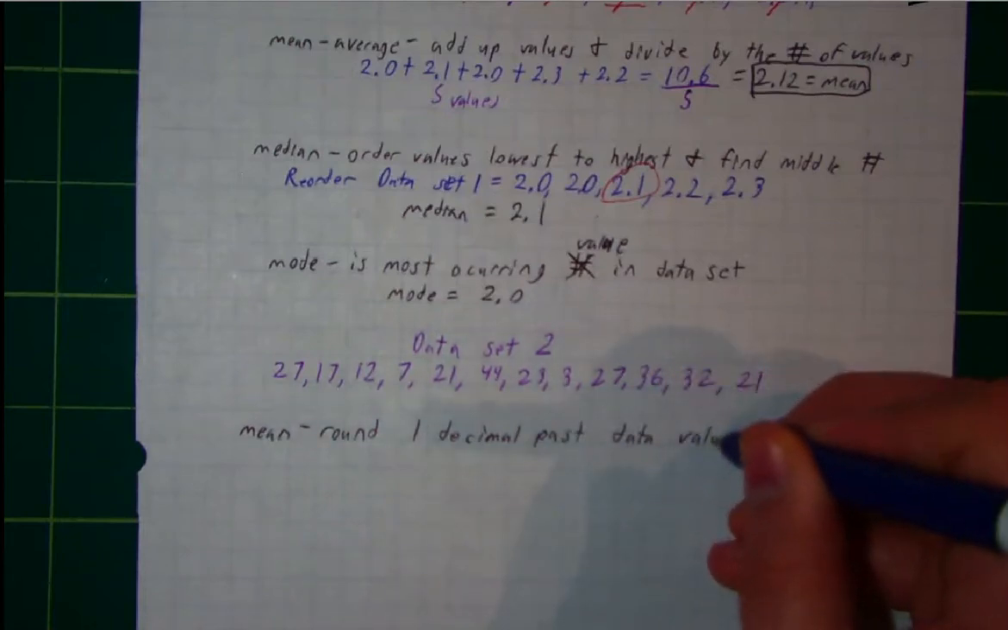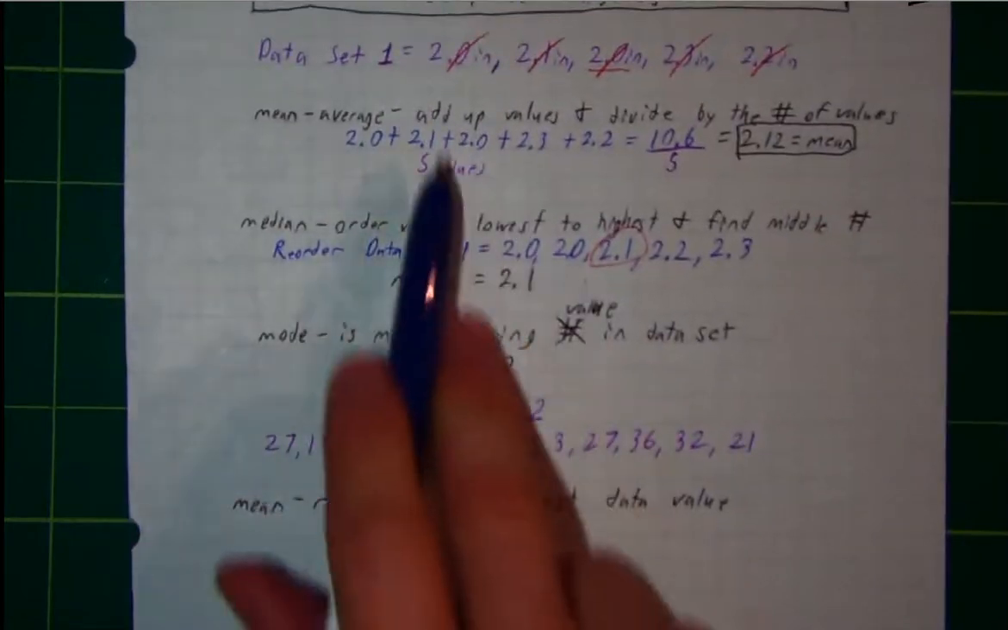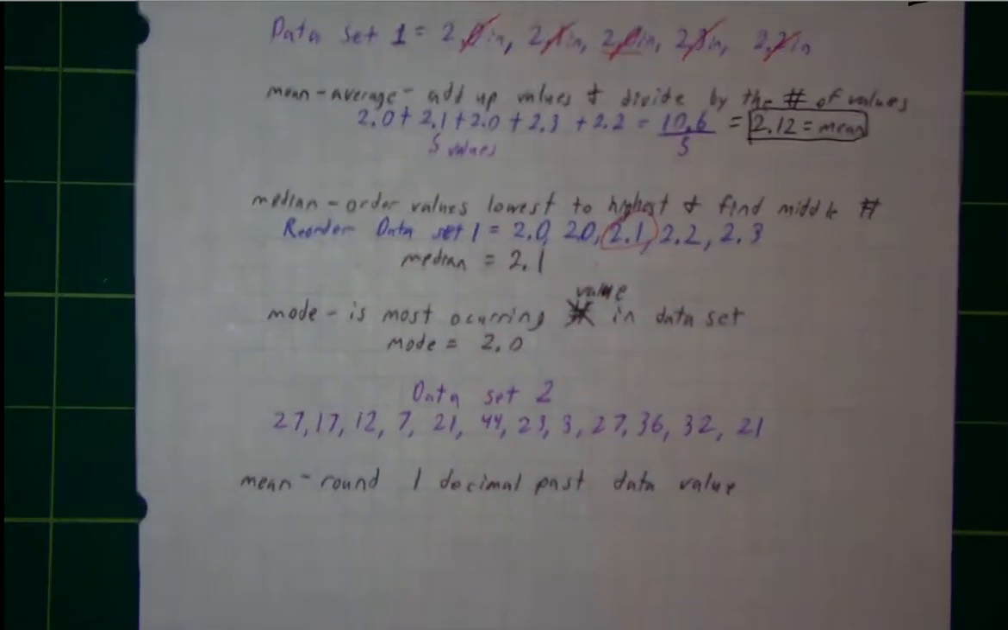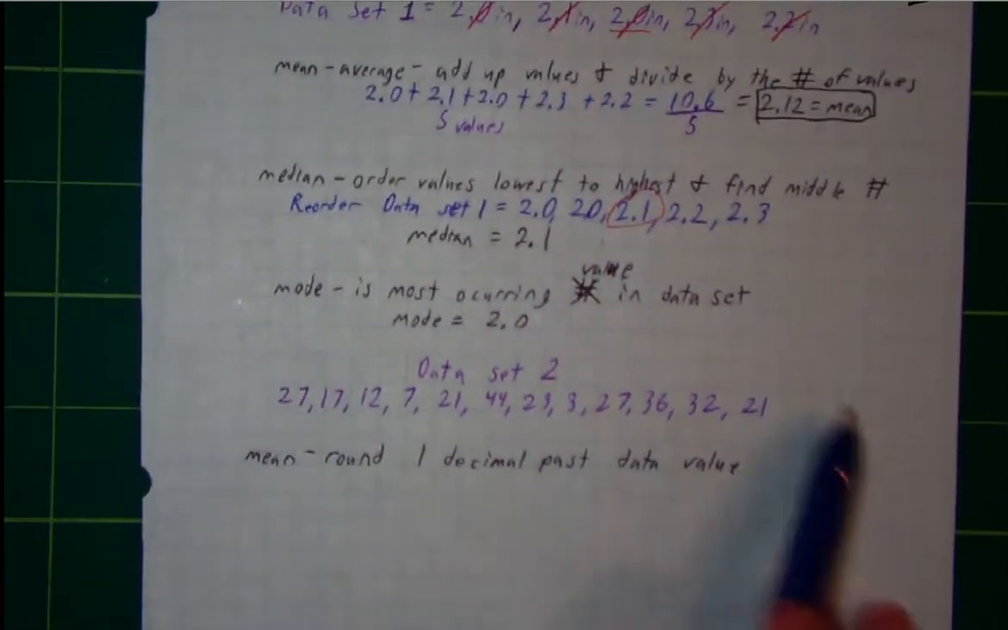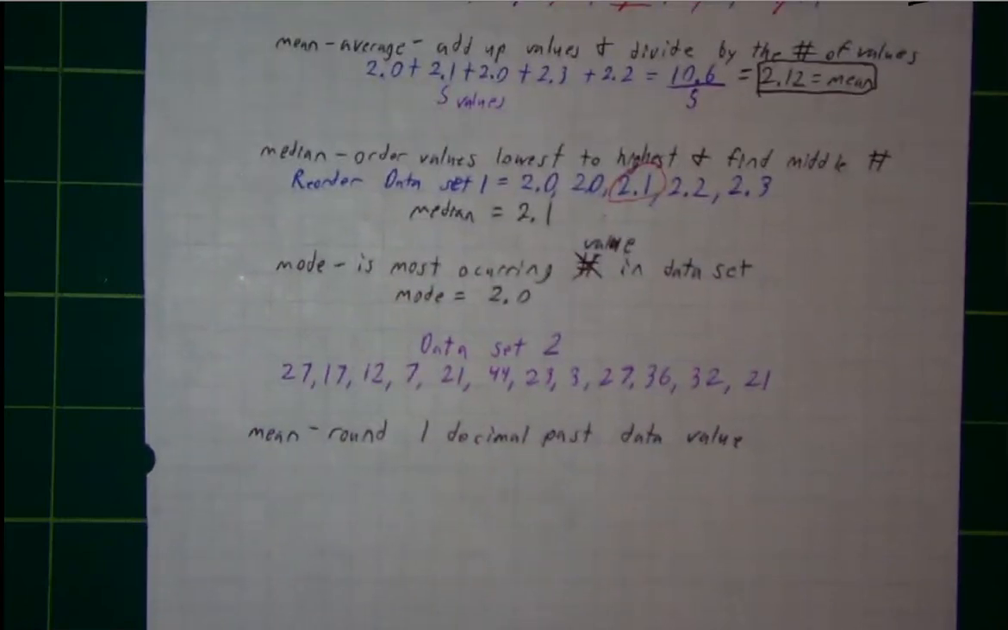Well, if we look at data set 1, you will see that each one of these were 1 decimal place. For the mean, we would round to the 2nd decimal place. If we look at data set 2, all of them have no decimals. And so we will round 1 decimal past that, which is the 1st decimal place.